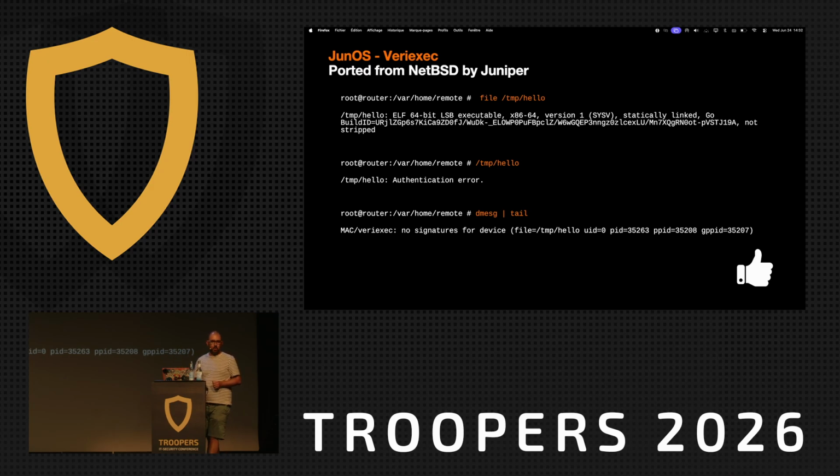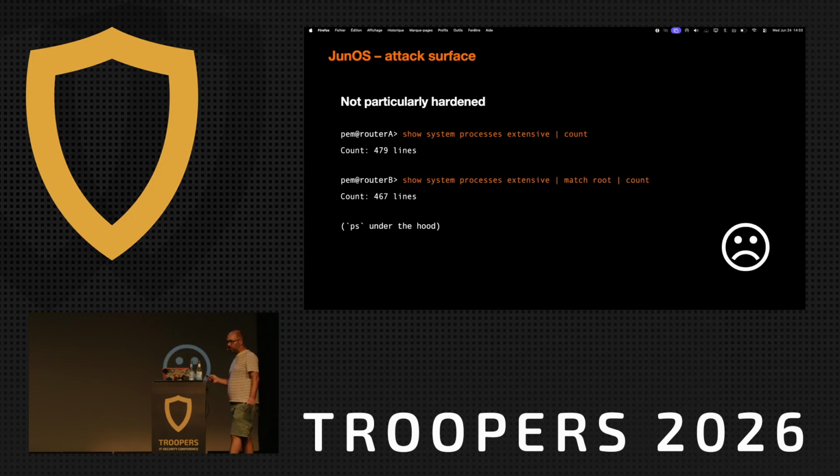This is how veriexec manifests itself. So I have here an arbitrary file on my router. You can see that I'm connected as root on the FreeBSD shell of the router. And if I want to execute my binary, I won't be able to. And this is a very noisy process that will put IOCs, or at least indicators of attempted compromise, in the log. OK, this is great, but the system is not particularly hardened.